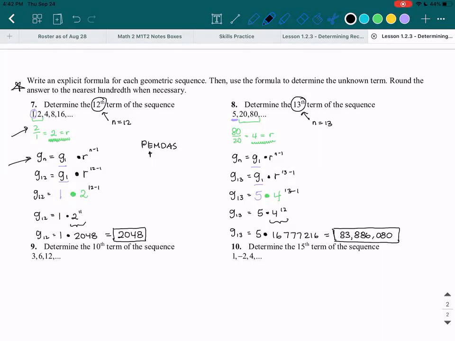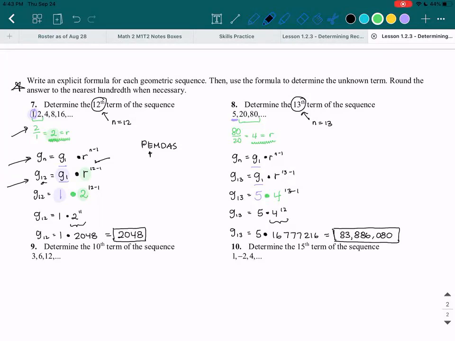Then I rewrote the formula over here, and I start by plugging in the 12. As you can see, I plugged in the 12 over there and over here. Our 12 is our n because we are looking for the 12th term. Then we start replacing everything else. g sub 1 is our first term, which is, if you take a look, 1. So I wrote a 1 over here. r is your common ratio. We said that was 2. We found that out earlier, so I wrote 2 over here.